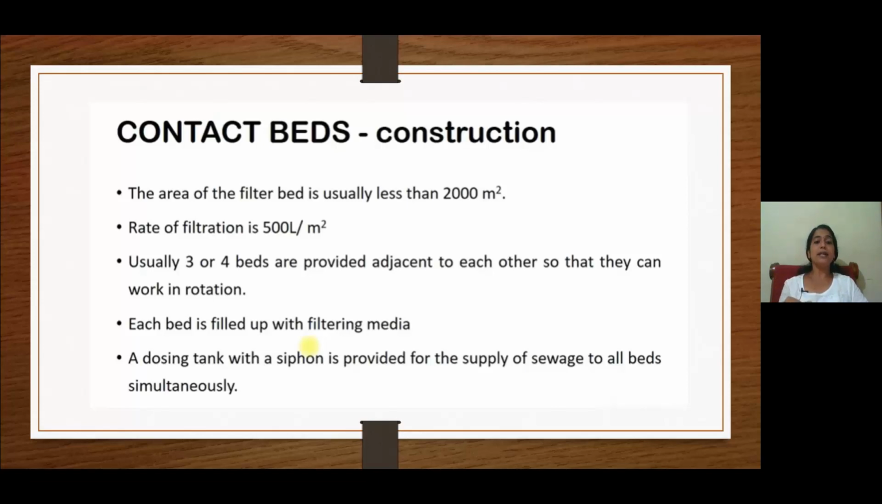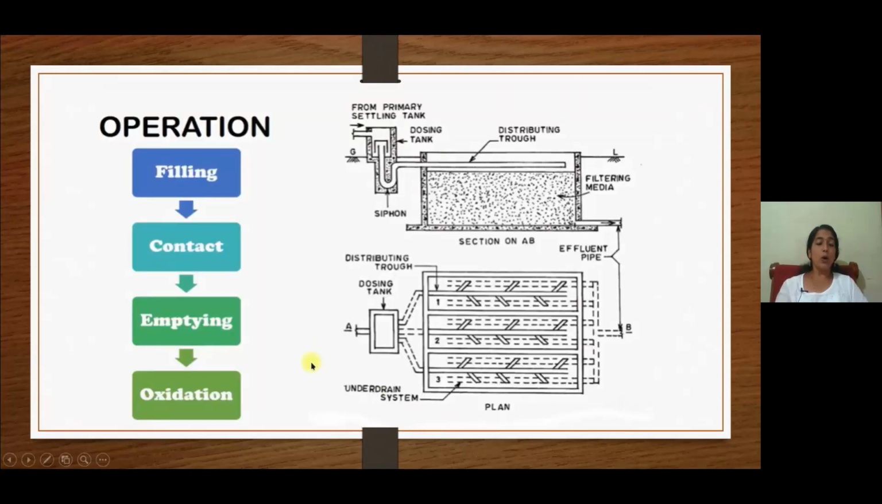That is, each bed is filled up with filter media, and a dosing tank with a siphon is provided. I already explained this with the help of the schematic diagram. And the operation can be summarized as filling, contact, emptying, and then oxidation. Filling is actually the water distribution inside the filter media, and contact means the contact period between this filter media and the wastewater.